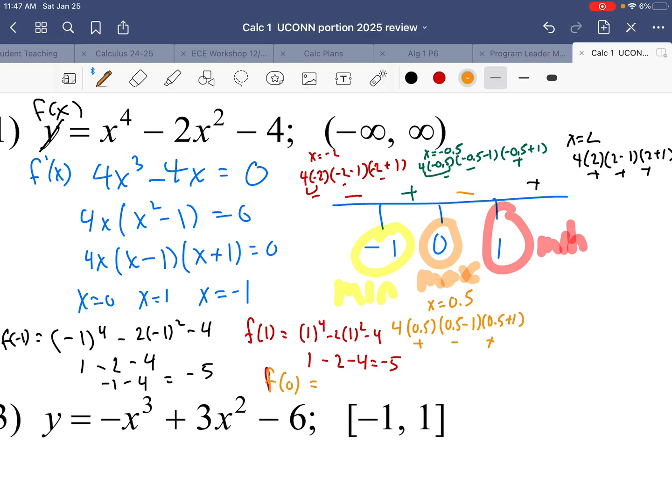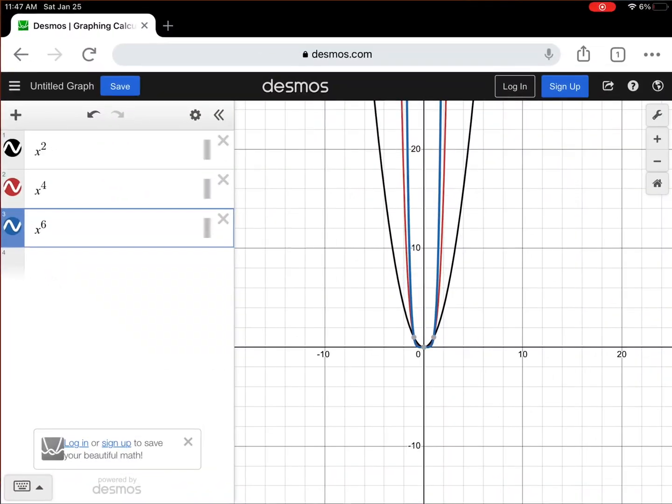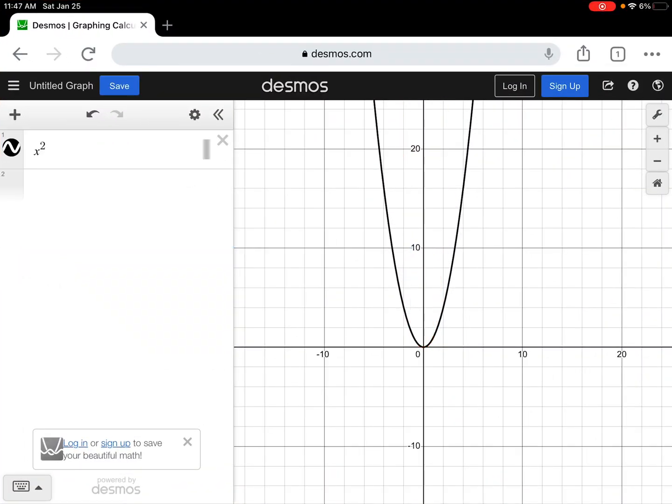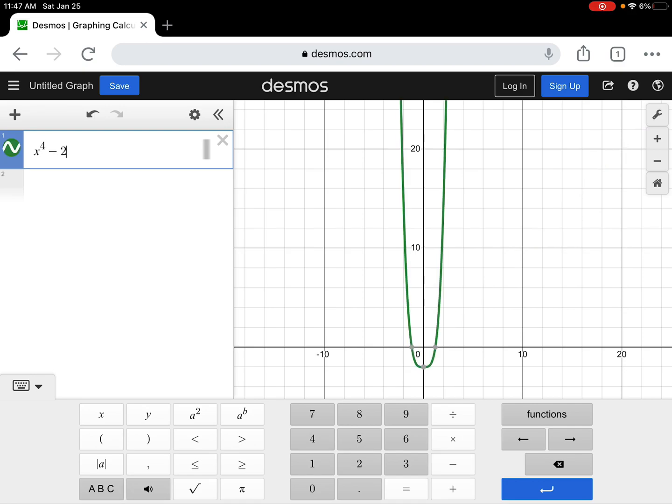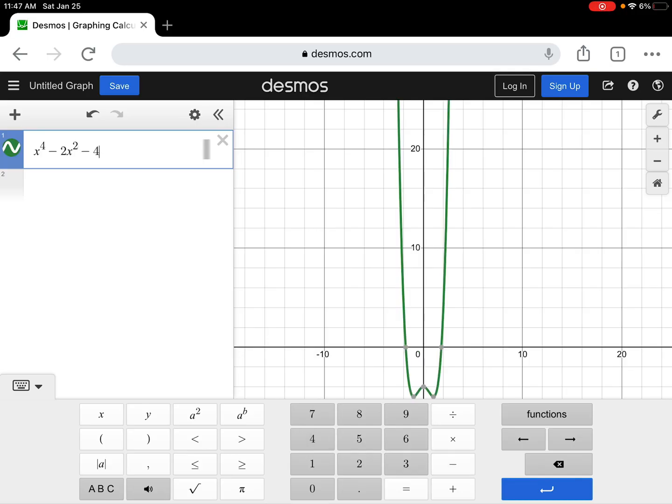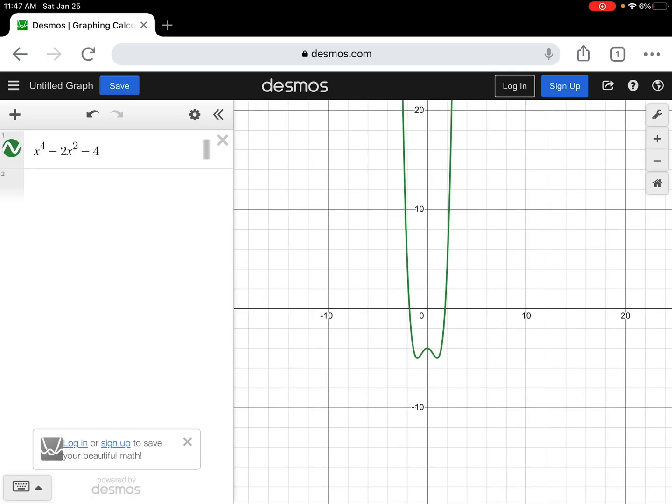At 0, f of 0 looks like 0 to the 4th minus 2 times 0 squared minus 4. So this is just going to be -4. But knowing that this is going to be an even function, I can show x to the 4th minus 2x squared. So these are the points that we're talking about.